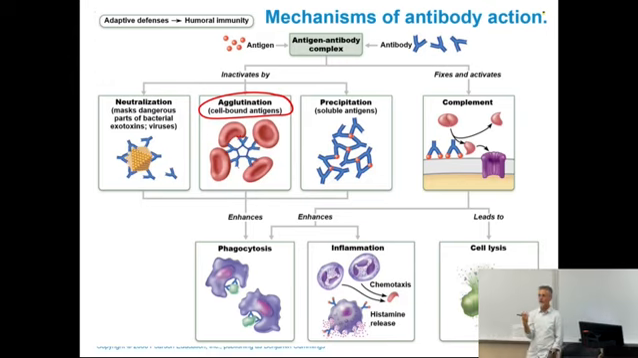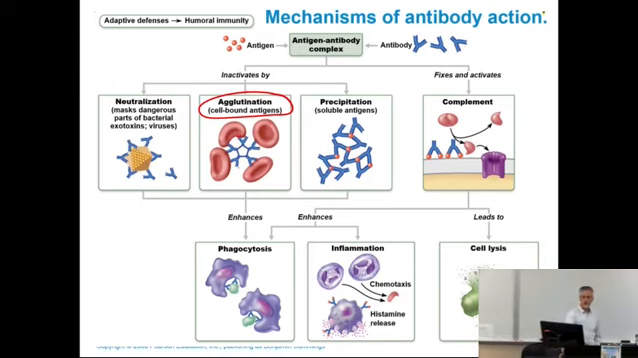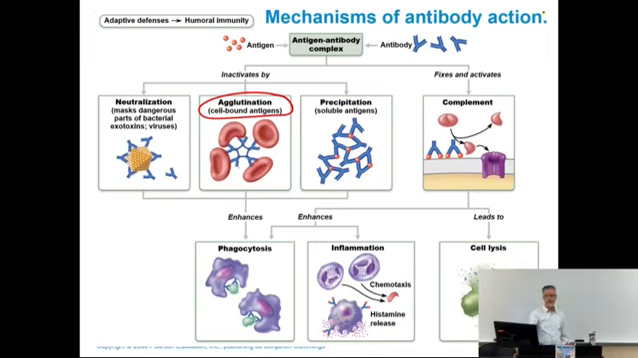And when we have a clump of cells, they're not going around randomly. We've located them all in one place, and now a macrophage or a dendritic cell or something like that can come and ingest them and get rid of them very easily because they're all rooted in one place. So that's agglutination, one example of how antibodies protect us.